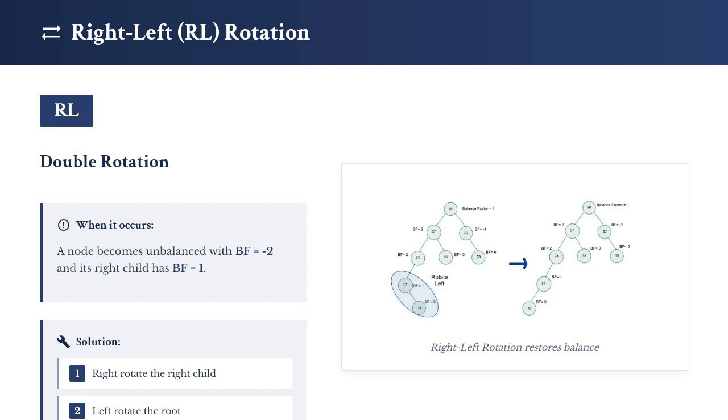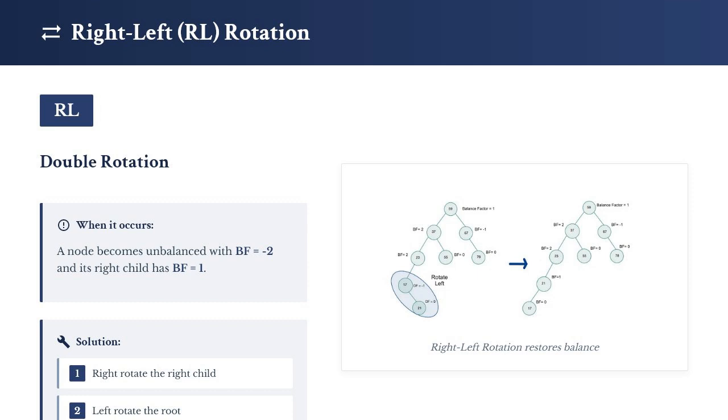After adding 20, the top node has a balance factor of -2. Its right subtree has height 2, while its left subtree has height 0. And node 30 would have a balance factor of 1. A single left rotation won't fix this because it would just move the imbalance to the other side.